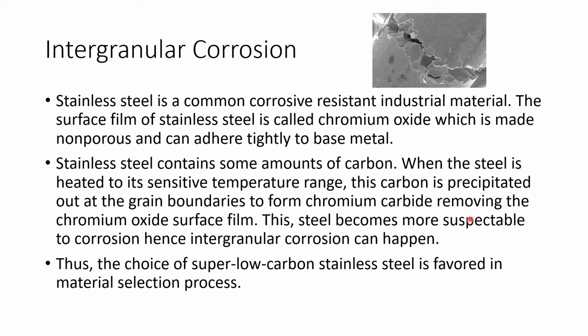This chromium carbide is going to get rid of the chromium oxide surface film, replacing it with a different compound. So that's the original surface film material, and something else is forming. Since something else is formed where the film is supposed to be, you get a change in the structure, and we call that change in the structure intergranular corrosion.